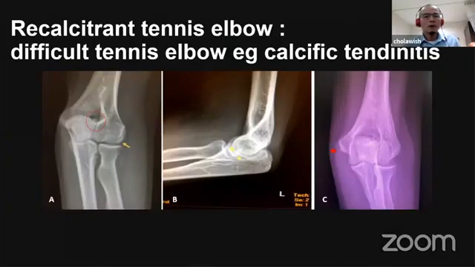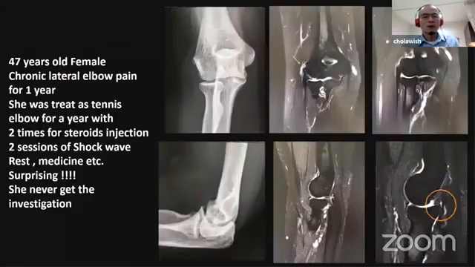Refractory tennis elbow means a difficult-to-treat tennis elbow, such as one with calcific tendinitis. This is a 47-year-old female with chronic lateral elbow pain for 1 year. She was treated as tennis elbow with 2 steroid injections, 2 sessions of shockwave, medicine, etc. Surprisingly, her previous doctor never investigated anything there.